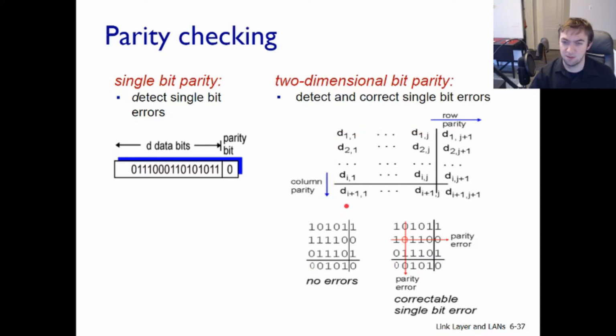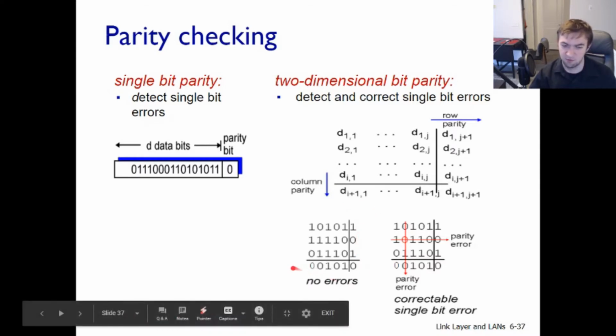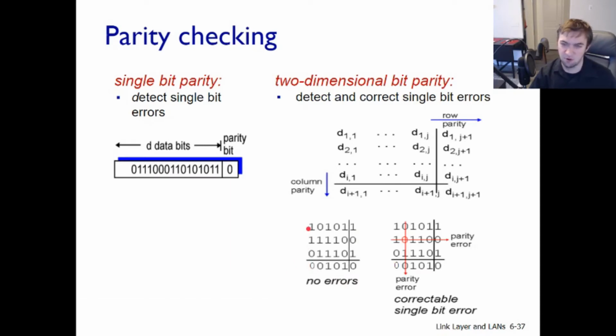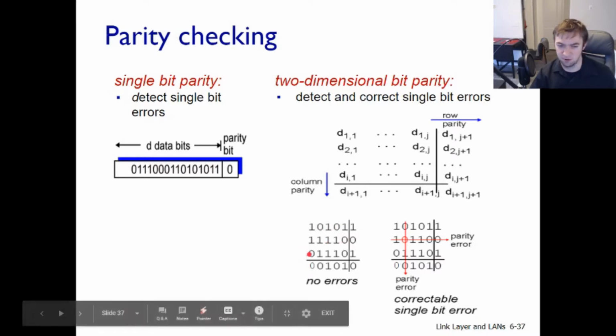And if you see that there's a mismatch, then you know exactly which bit causes the problem. So here's a brief example of what this might look like. Let's suppose you have this set of data: 10101, 11110, 01110. If you do the rows across, you can see these are the parity bits here. If you do the columns along the bottom, these are the parity bits that are there.